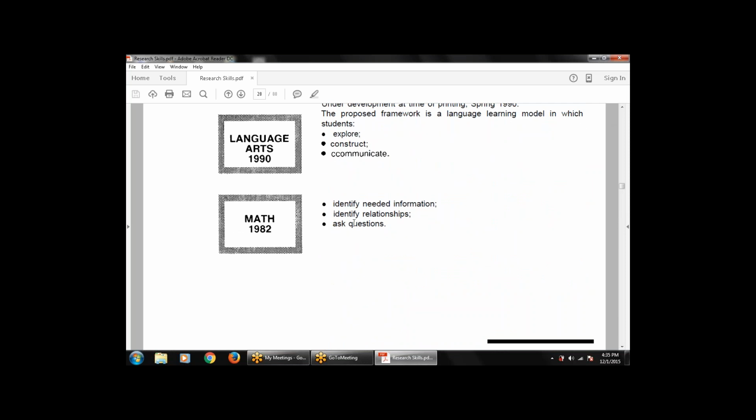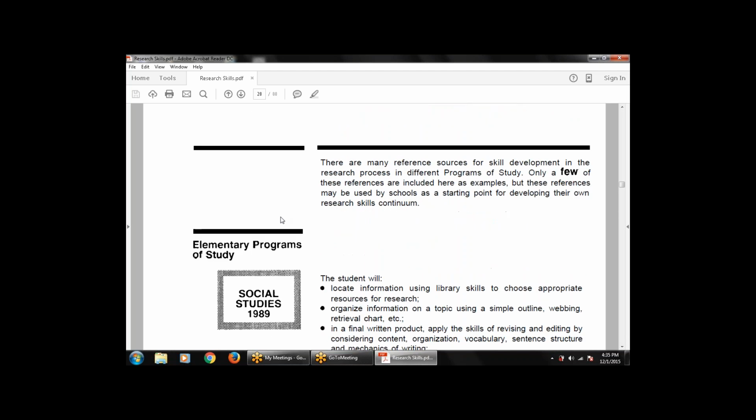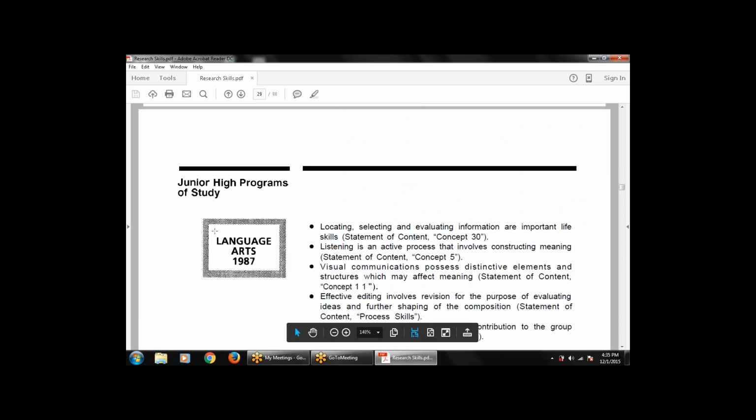Then in mathematics, identify the needed information, that is, the various information required to solve the problem. Then identify the relationships, then ask the question. This is the math category of the elementary program of study. Then we have studied the junior high program of study. In this there are multiple parts. The first is the language arts 1987.